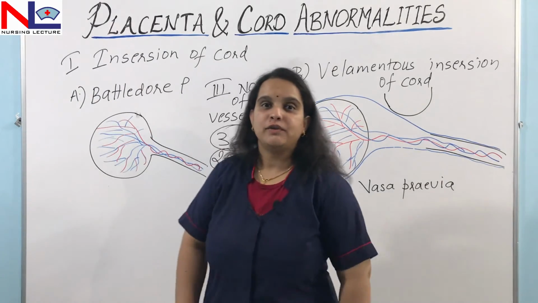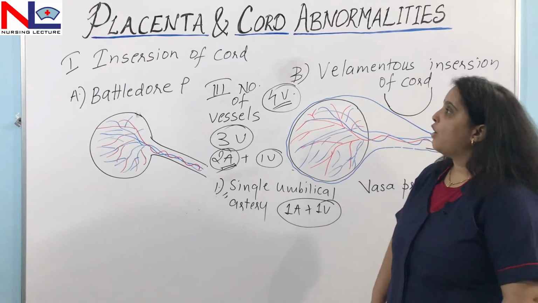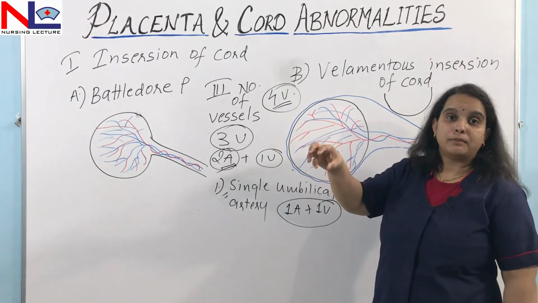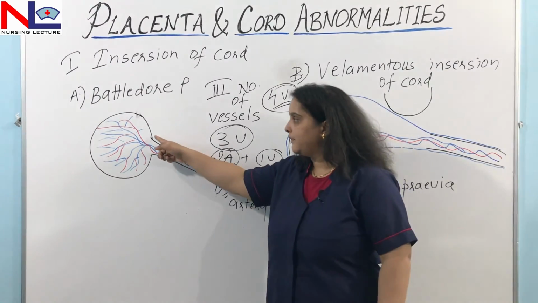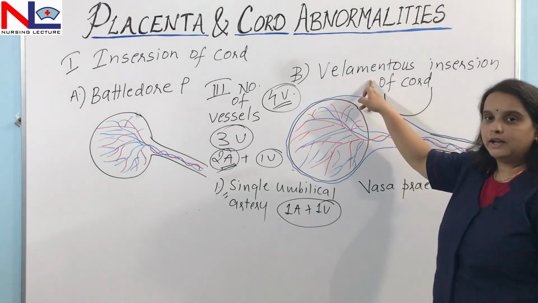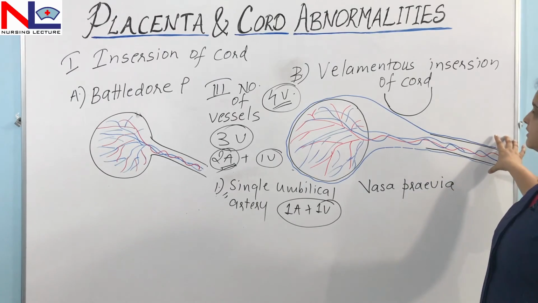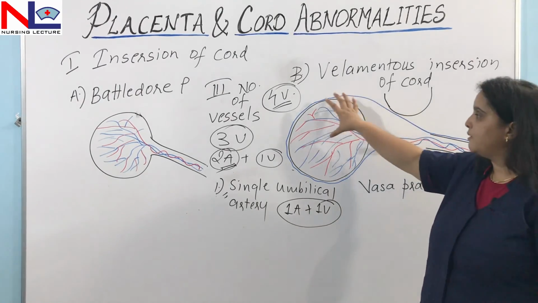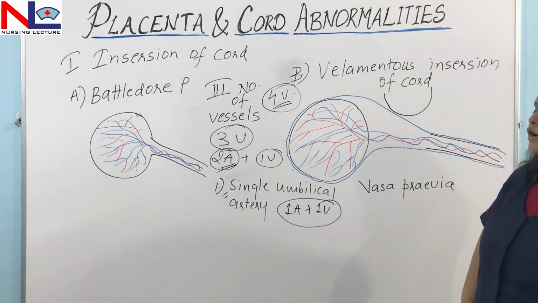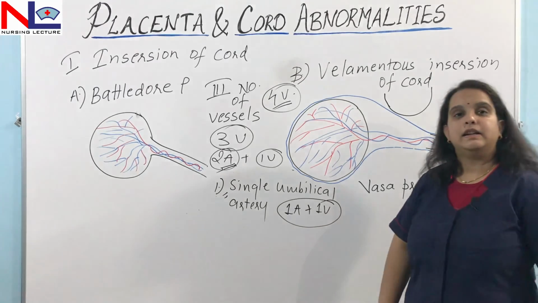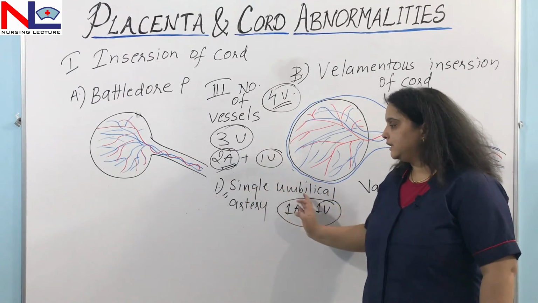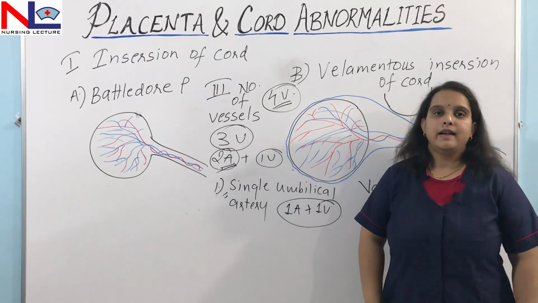So in this lecture we have seen the cord abnormalities on the basis of their insertion. Normally the cord is inserted at the center or near the center, but if it is inserted through the margin, that is called battledore placenta, and if the cord is inserted from a distance through a membrane, that is called velamentous insertion of the cord. Depending on the length of the cord, we have seen the long cord and the short cord, and depending on the number of vessels, we have seen the single umbilical artery and the 4 vessel abnormalities.